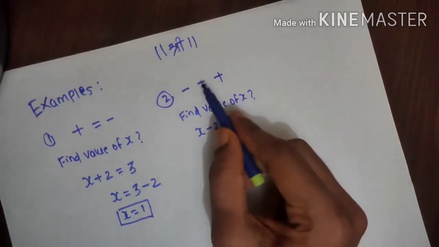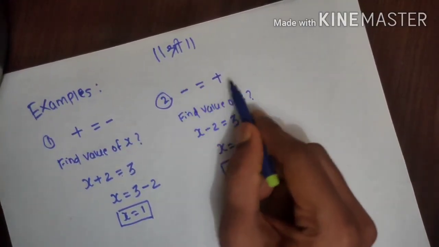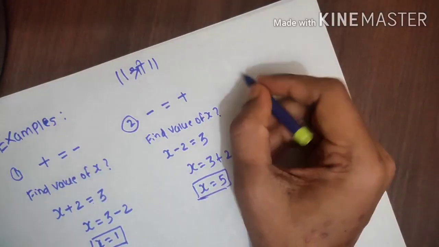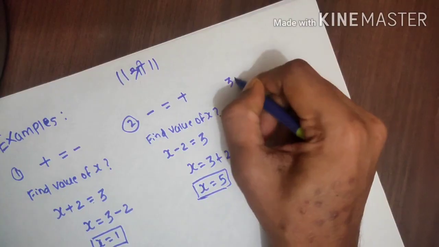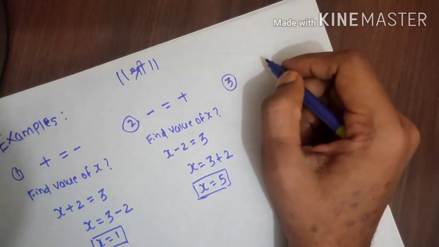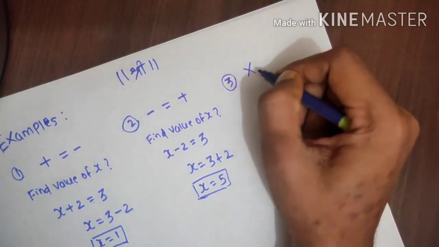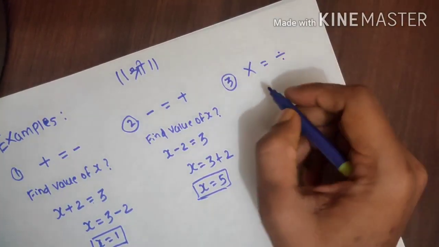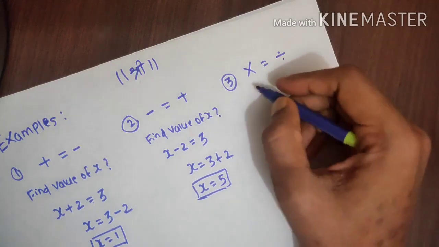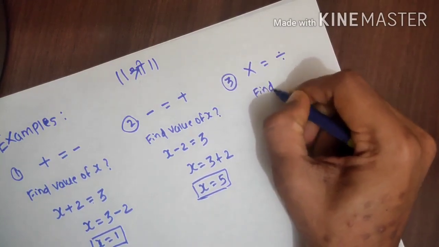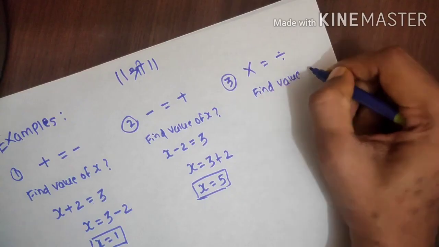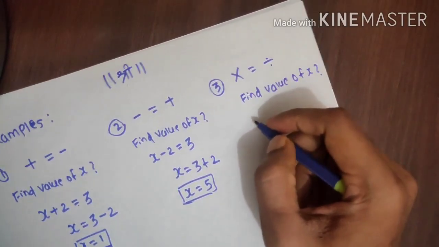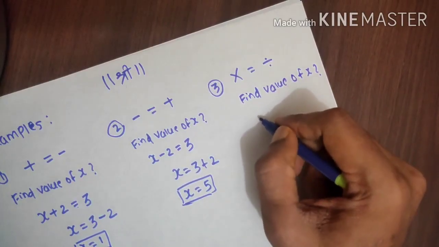So this is how when we move minus from left hand side to right hand side, it becomes plus. Here we have seen the example. Now let's see example of third rule, that is, when we move multiplication from one side to another side, it becomes division. Now here we want to find the value of x. So the example is very simple.